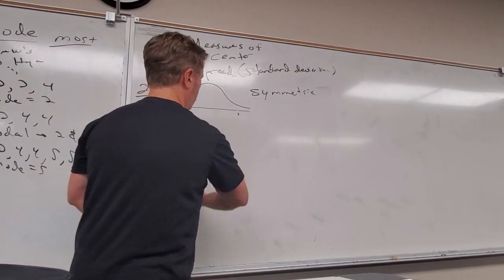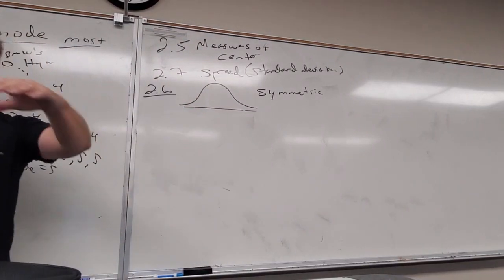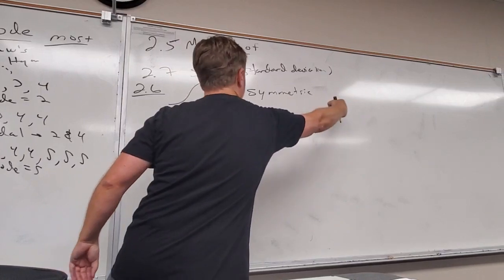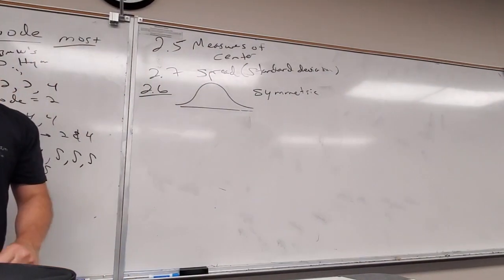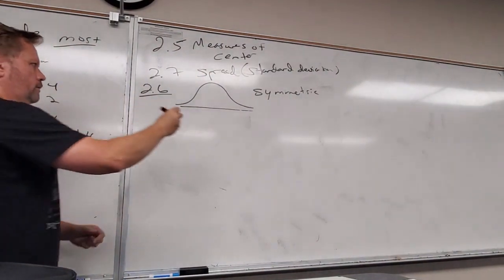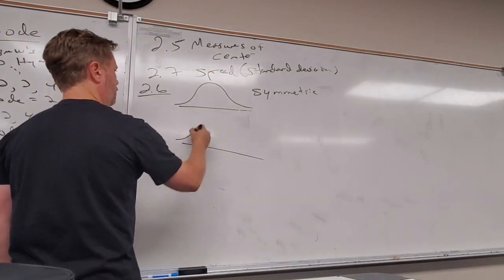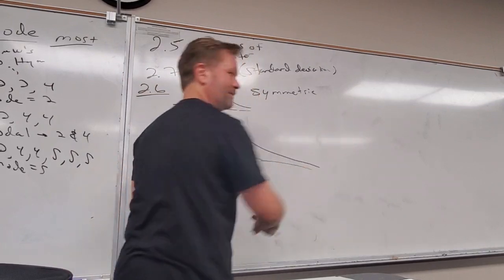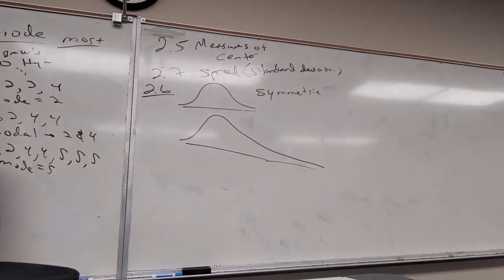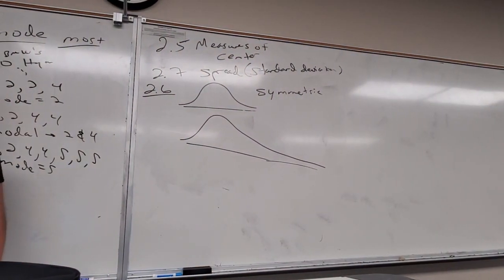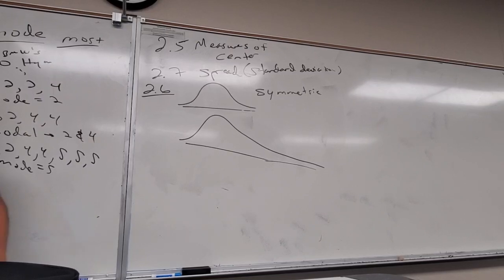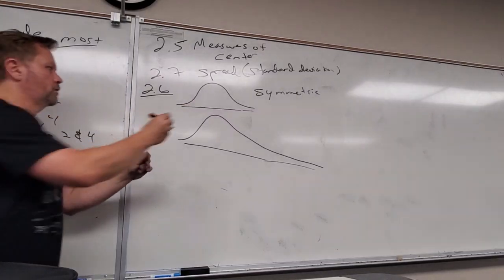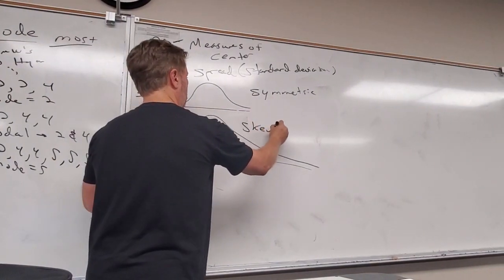So if I think of this as a mound of taffy, if I grab this side and I pull it, can you guys all see what would happen? It would kind of do like this, right? You guys with me? Okay. Which way did I pull it? To the right. So this is called skewed right.